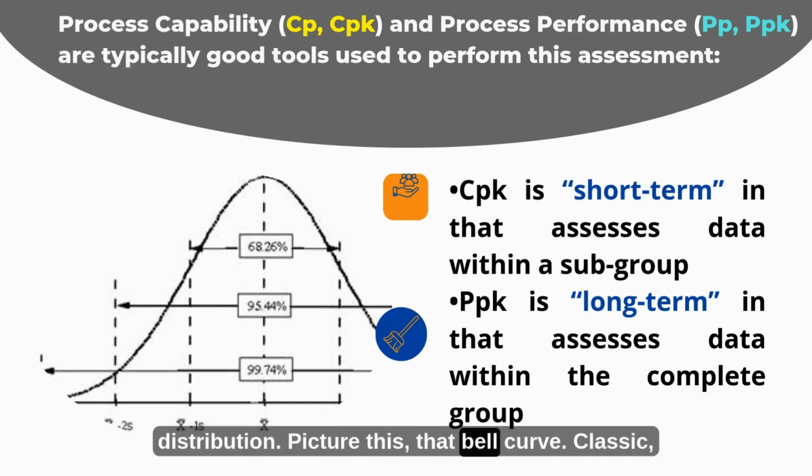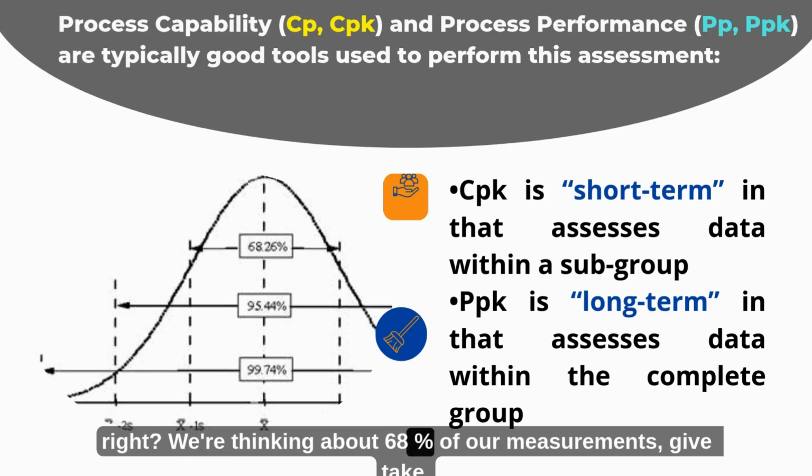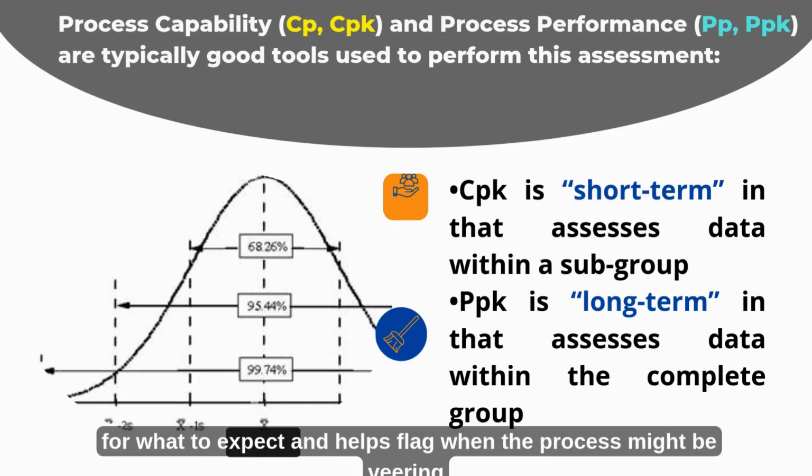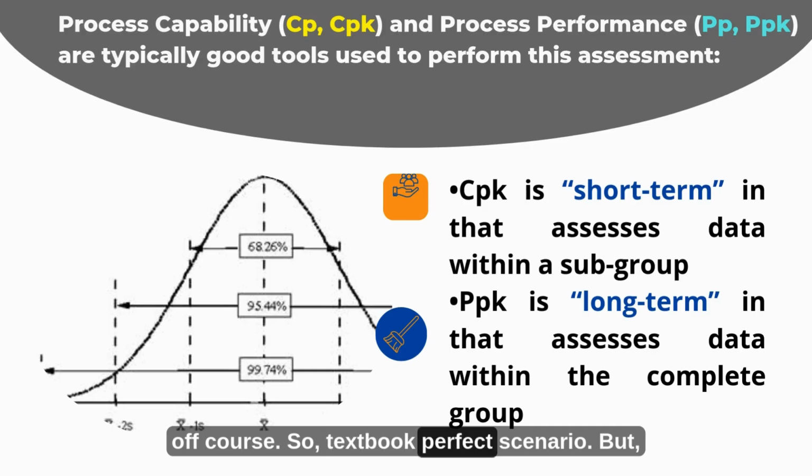Picture this, that bell curve. Classic, right? We're thinking about 68% of our measurements, give or take, landing within one standard deviation from the average. Stretch out to 2 deviations, boom, 95%. 3, over 99.7%. Gives us a good feel for what to expect and helps flag when the process might be veering off course. So textbook perfect scenario.